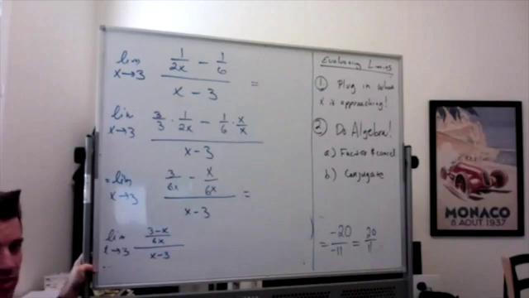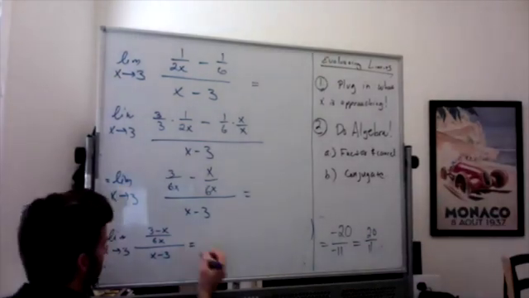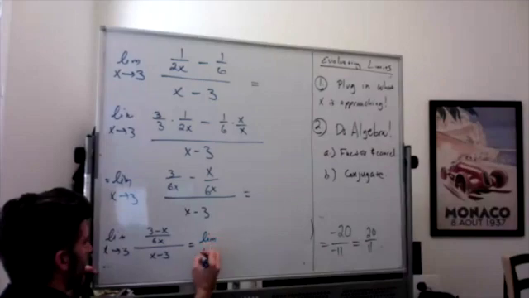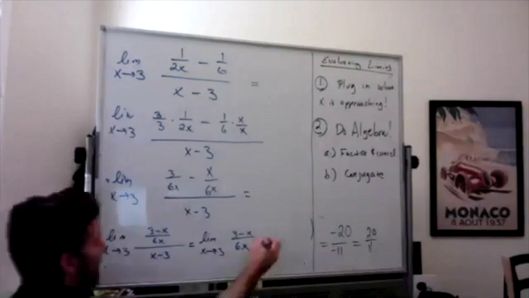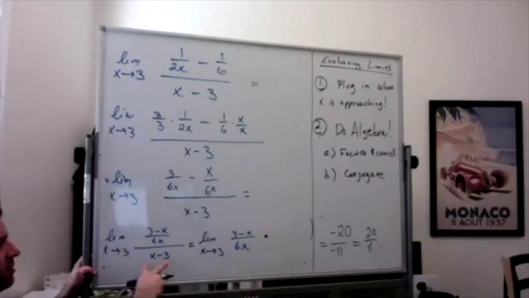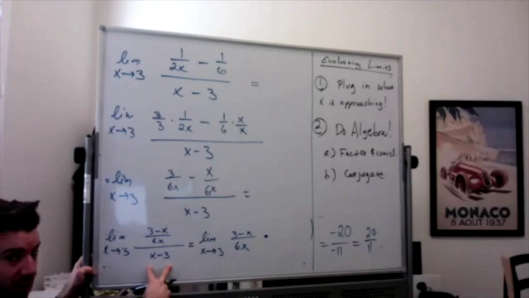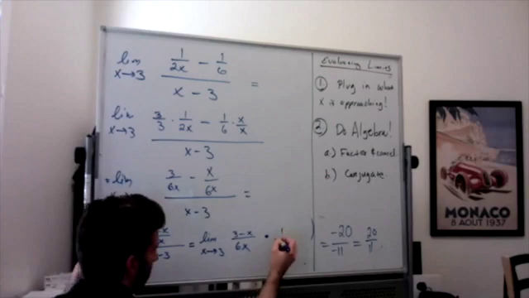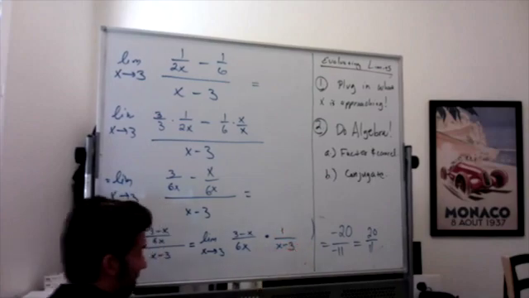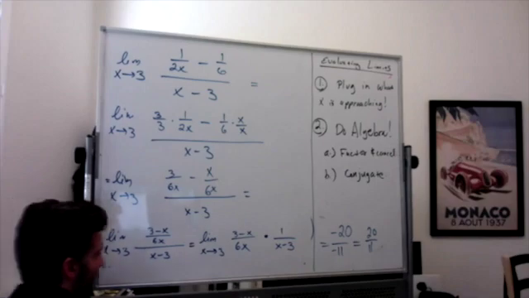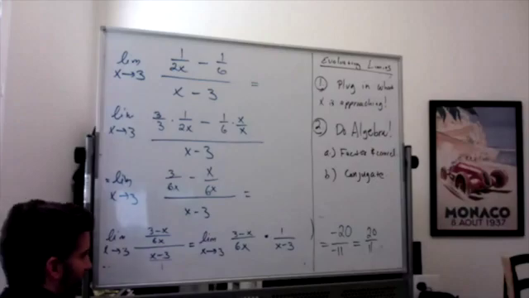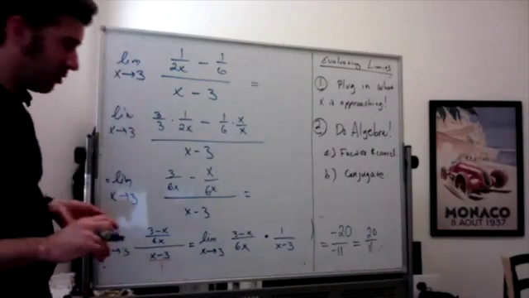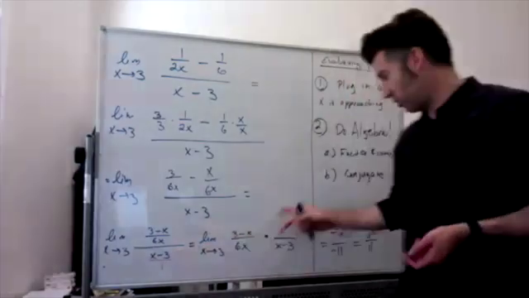And this next step is usually the place where people have an issue or a small challenge. I want to write this as the limit as x approaches 3 of 3 minus x over 6x times, instead of dividing by this, I'm going to multiply by the reciprocal of this. Often people just say it's times this, but it really should be times 1 over x minus 3, because this here is x minus 3 over 1. If we flip and multiply by its reciprocal, we should be multiplying by 1 over x minus 3.